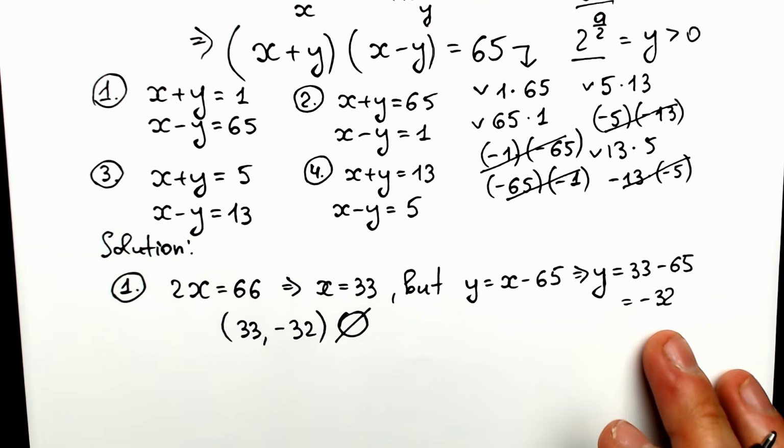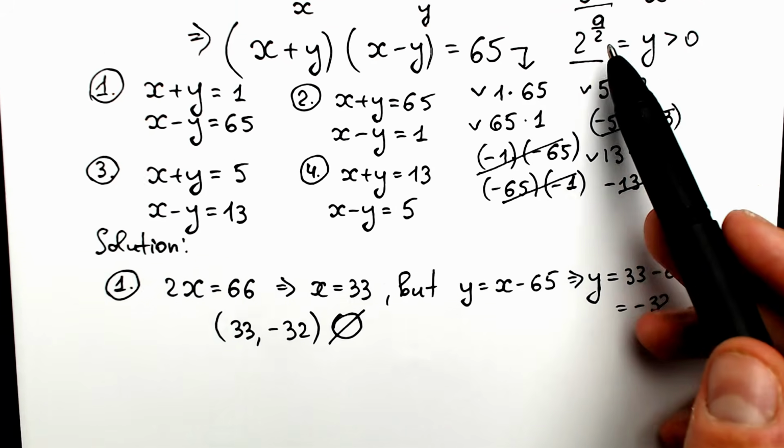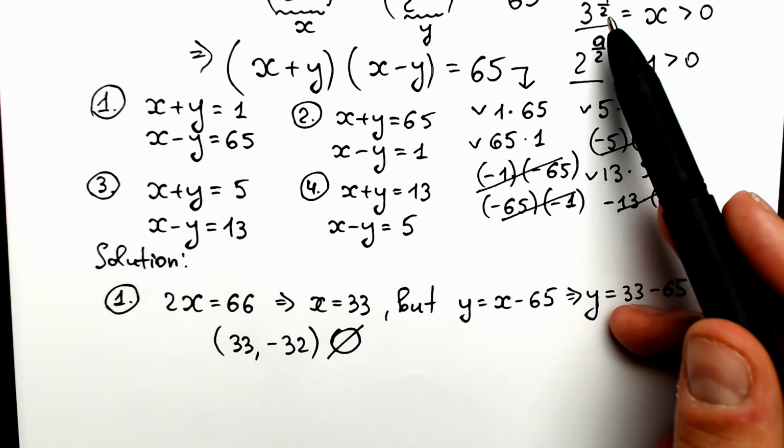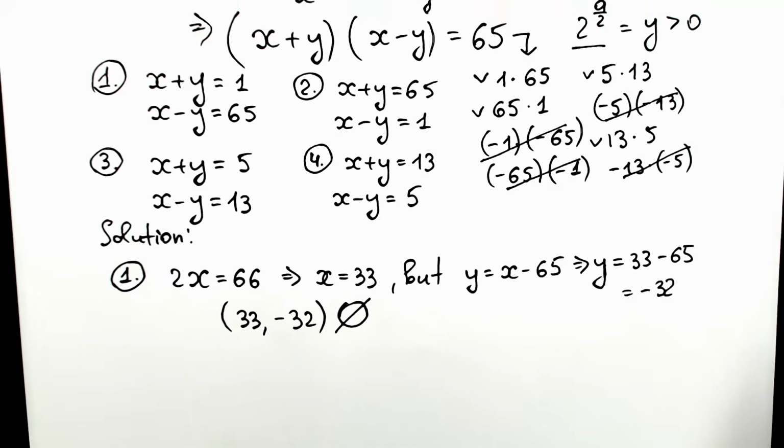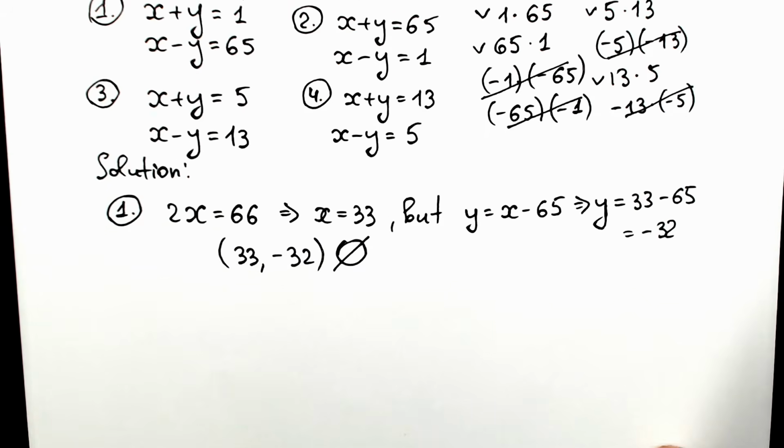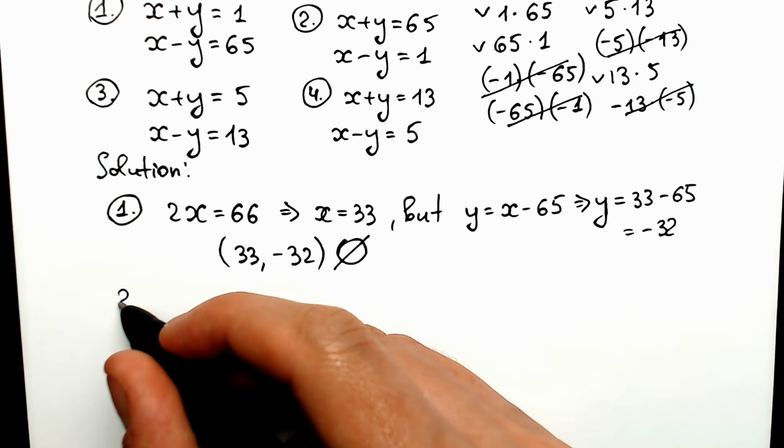a positive value. We're talking about an exponential equation with an exponential function. So both these values need to be positive. So we reject this first one. Okay, let's go to the second one.